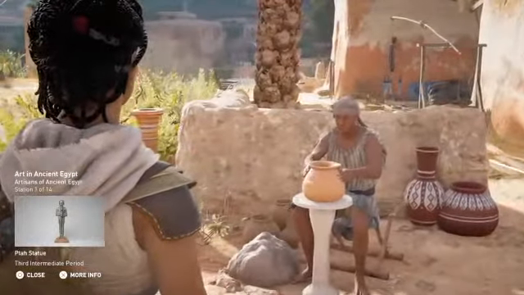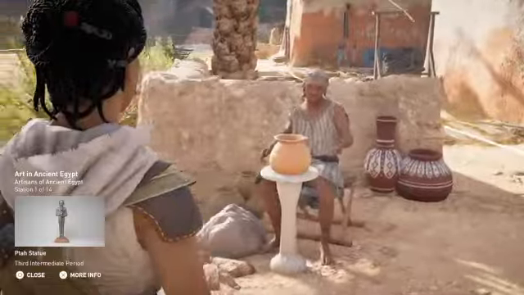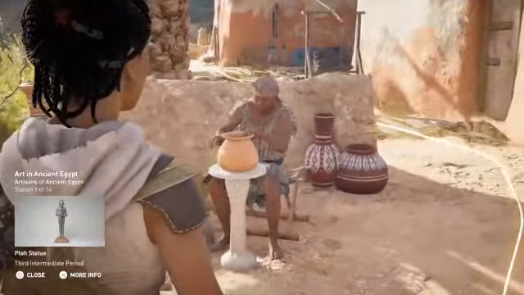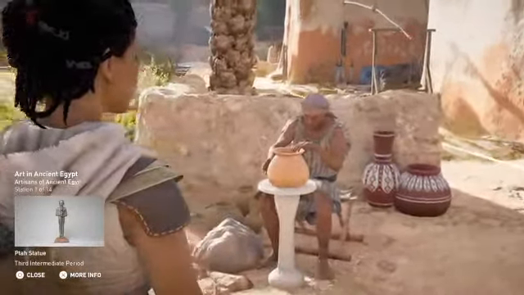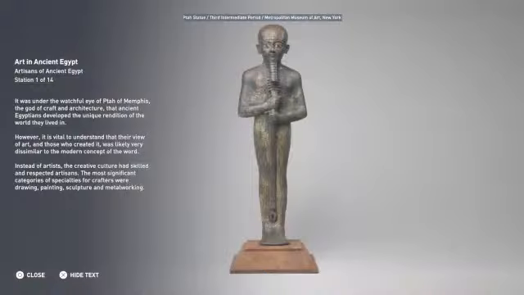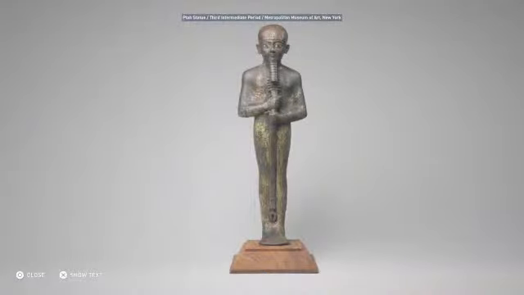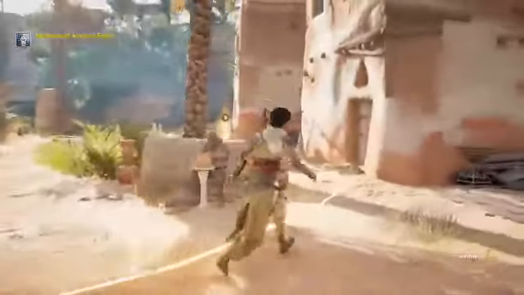Of course, he is working on a pot, as you can see right now. And there is the statue. And Third Intermediate Period, Metropolitan Museum of Art, New York. Pretty much the same statue, however, kind of on a wood platform. And then on to the next area here.